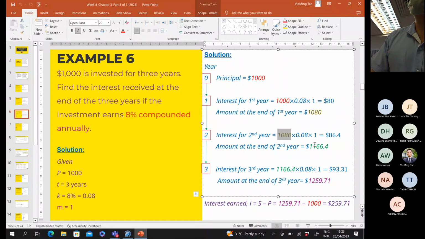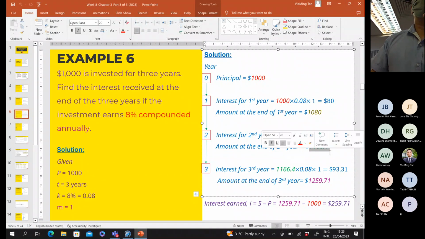Right? How to get this value? You can use 1,080, the year 1 accumulated amount, plus the year 2 interest earned. So the accumulated amount in year 2 is equal to this value. Okay. So far so good, okay.